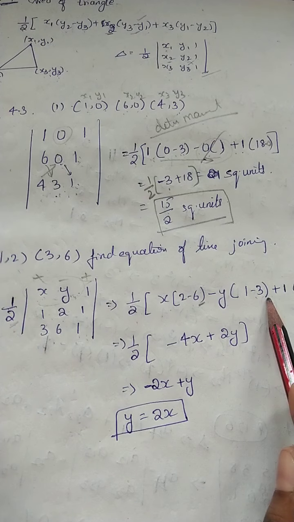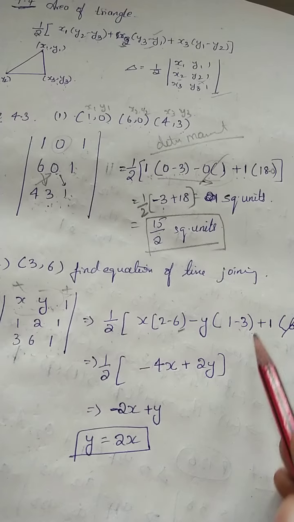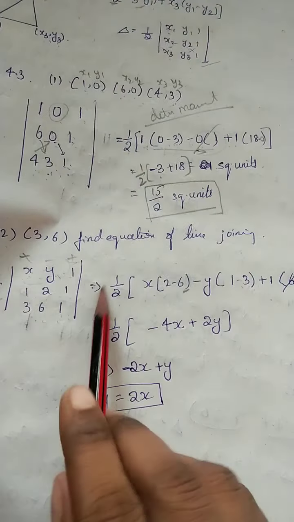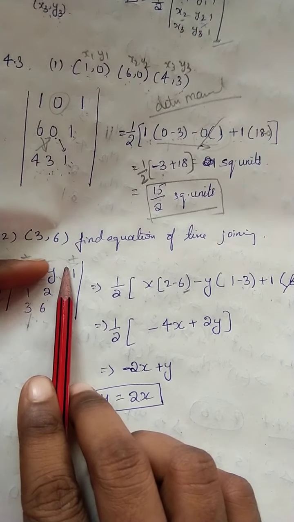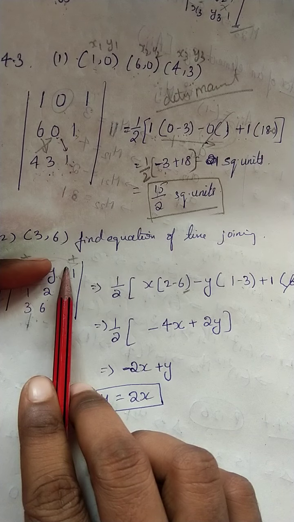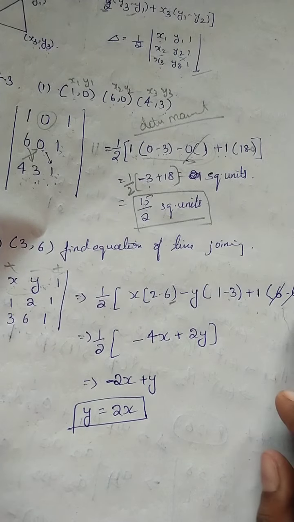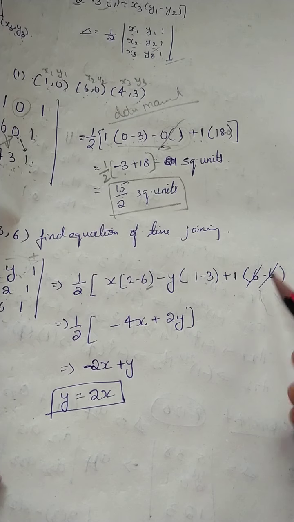So 1 minus 3. Again, the third value is plus. Okay, you eliminate that row and that column. So left out is 6 minus 3 to the 6. Okay, so 6 minus 6, so this value will be 0. So we are not calculating that one.